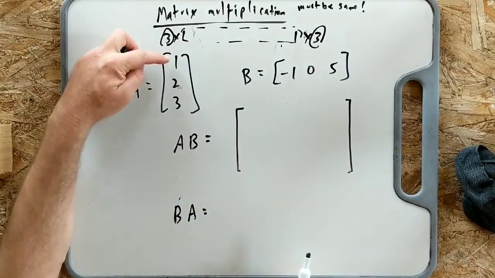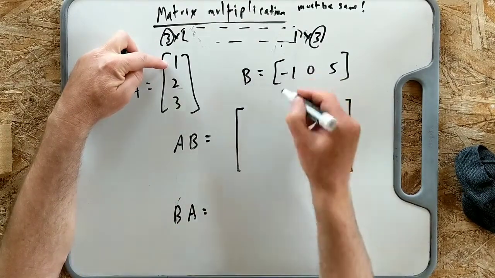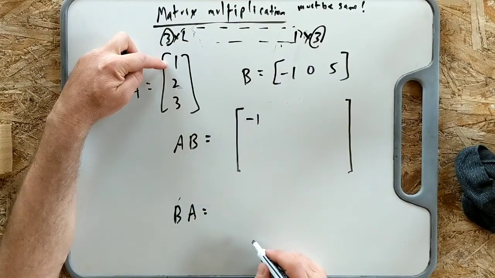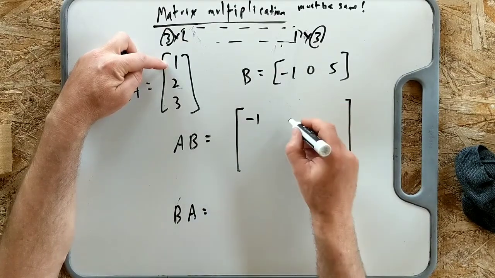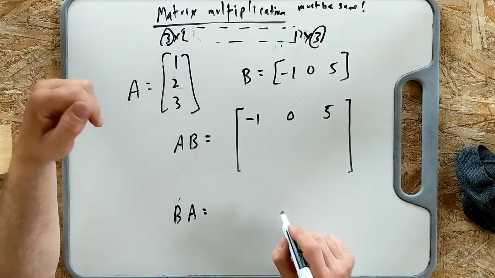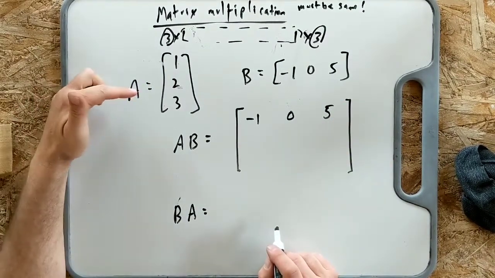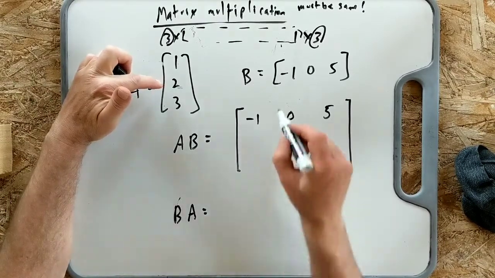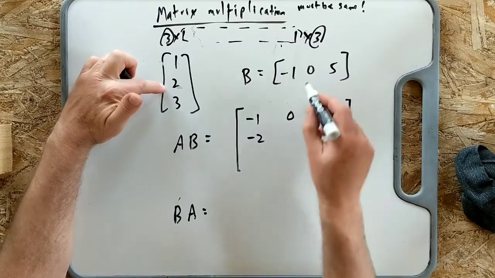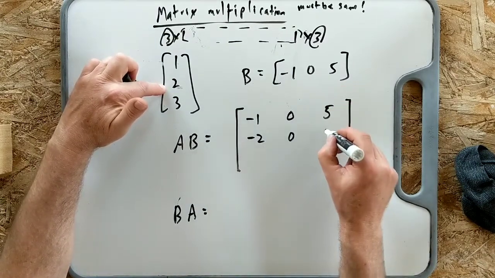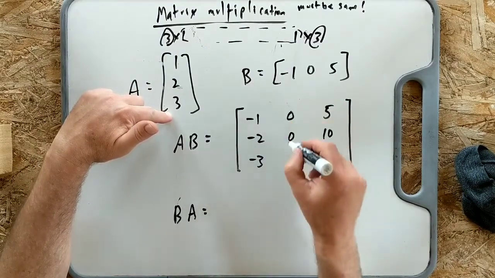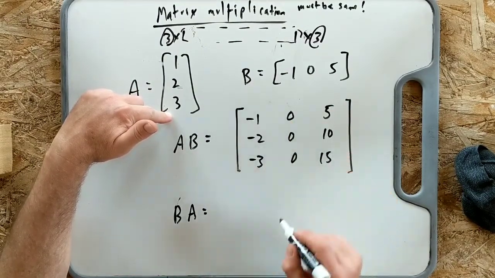So now I do row 1, which is only one number, times column 1, which is only one number. So it's 1 times negative 1. Then row 1 times column 2, 1 times 0, 1 times 5. That's your first row. Now go to your second row, which is just 2, and multiply that by each column. So you get 2 times negative 1, negative 2, 2 times 0, 0, 2 times 5, 10. And then finally 3 times negative 1, negative 3, 3 times 0, 0, 3 times 5, 15.